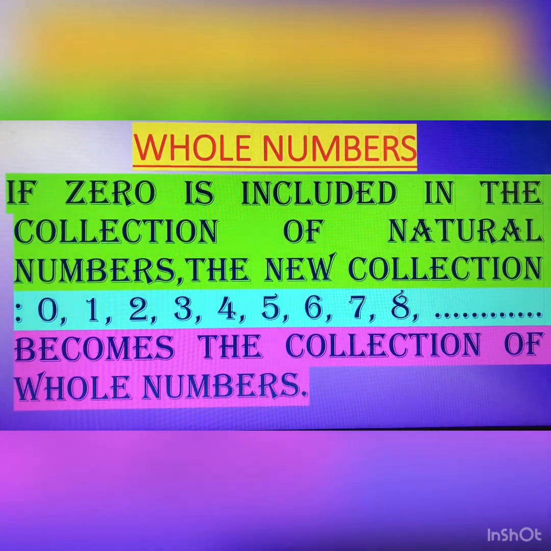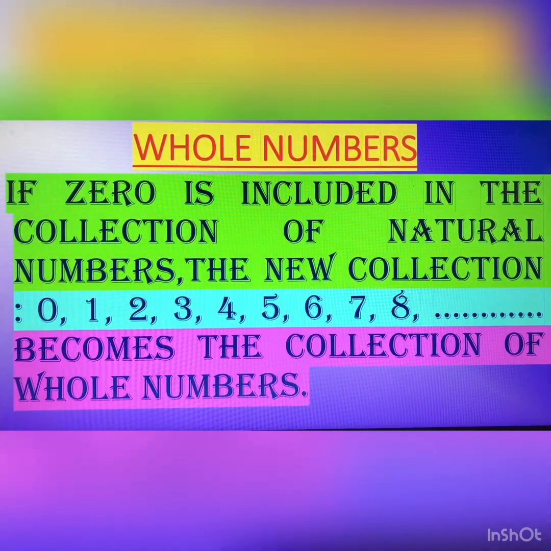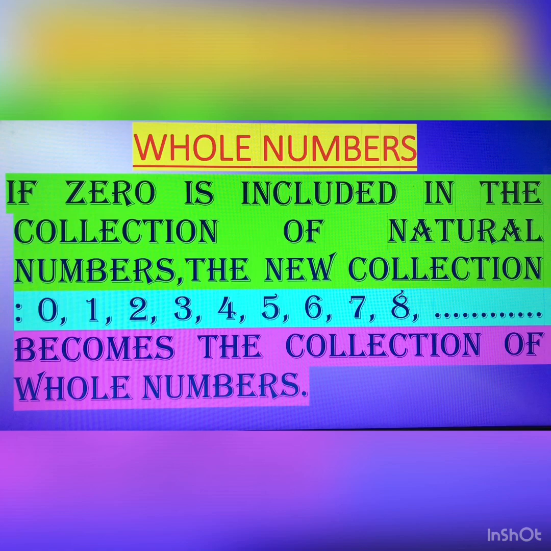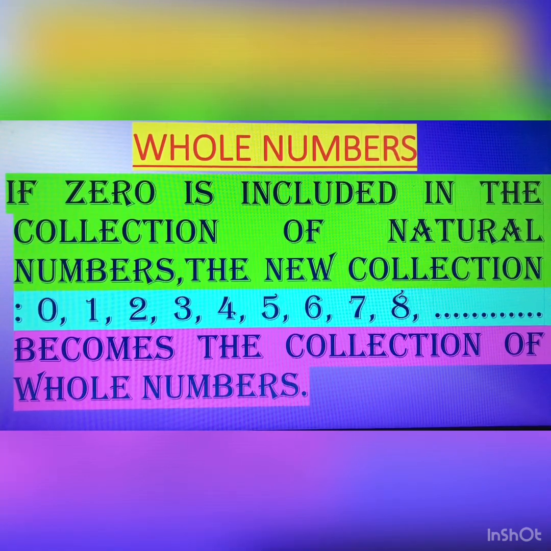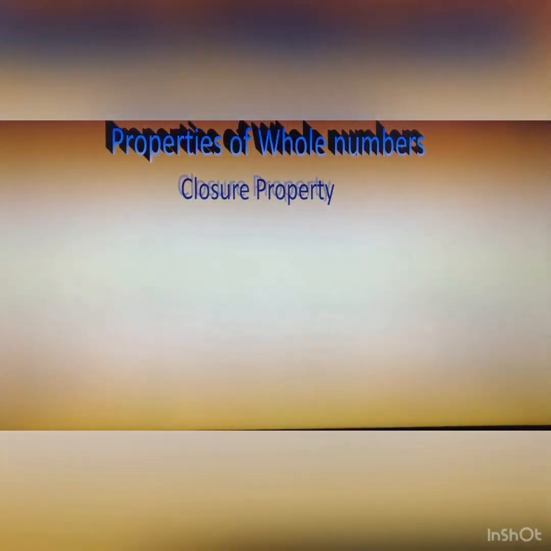Whole numbers. If 0 is included in the collection of natural numbers, the new collection, that is 0, 1, 2, 3, 4, 5, 6, 7, 8 and so on, becomes the collection of whole numbers. In another way, if 0 is included in the natural numbers, then we will get the whole numbers. Now the properties of whole numbers.